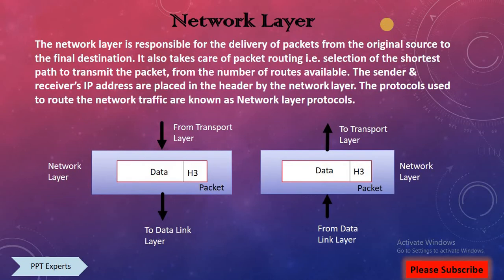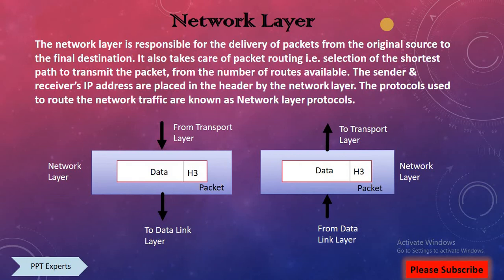Now we'll see the network layer. The network layer is responsible for the delivery of packets from the original source to the final destination. It also takes care of packet routing, that is, selection of the shortest path to transmit the packet from the number of routes available. The sender's IP and the receiver's IP address are placed in the header by the network layer. The protocols used to route the network traffic are known as network layer protocols.